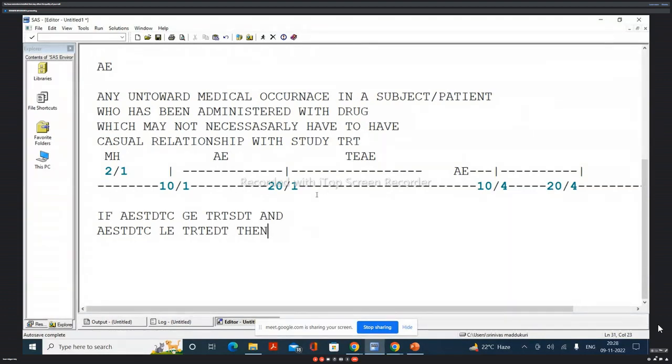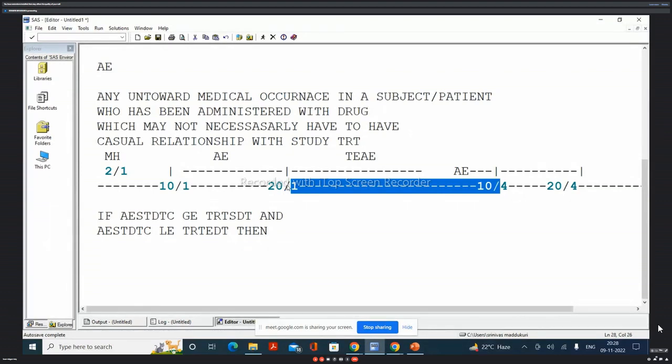Greater than or equal to treatment start date, and what date is that in this example? If I say AE STDTC is greater than or equal to treatment start date, that means on or after the 20th of January. If I say AE STDTC is less than or equal to treatment end, that means before the 10th of April. Now, if you have any adverse event started in between these 2 days, then it is called a treatment emergent adverse event.